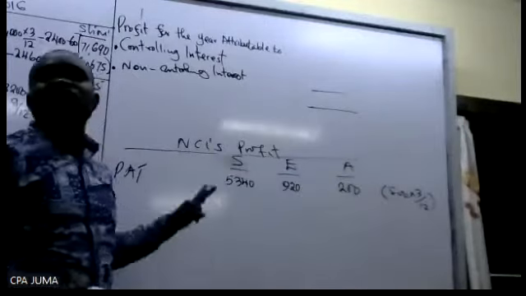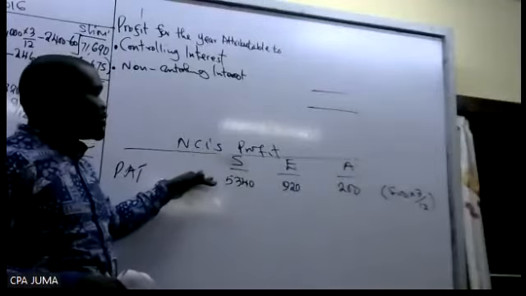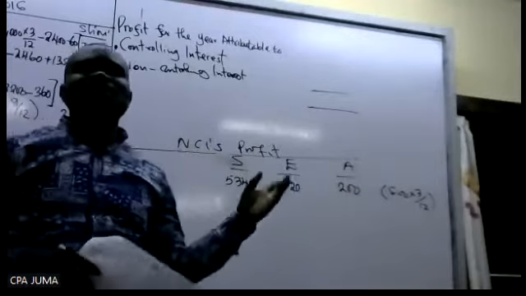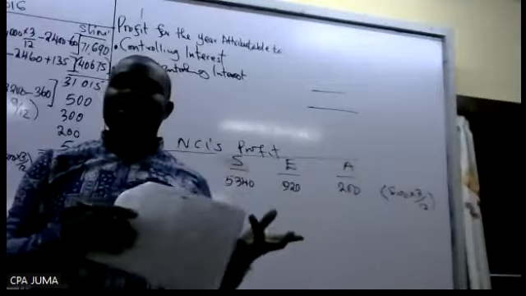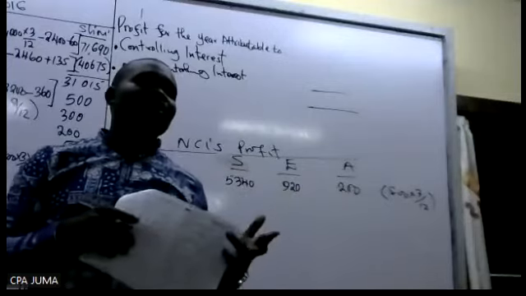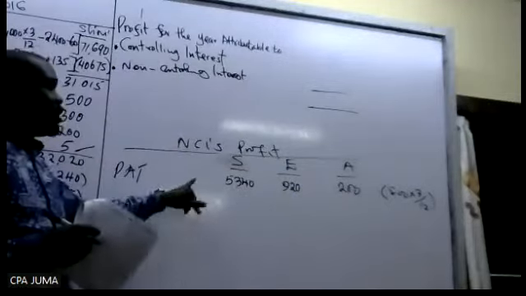Then I told you 3 things to check for when adjusting for NCI's profit. The 3 things are which ones? Bring them. Which one? What do we subtract from this profit? Impairment.